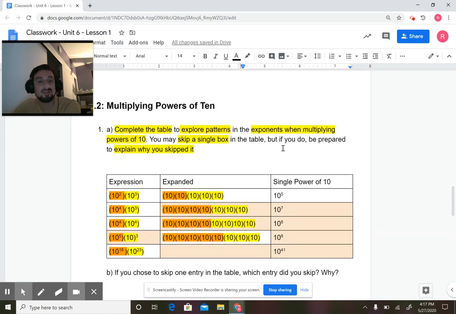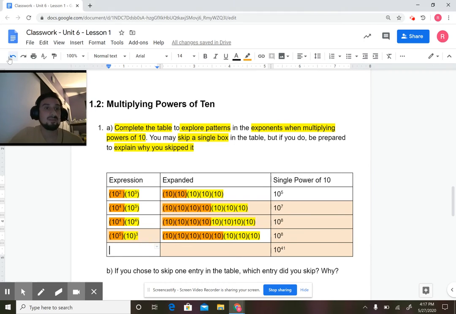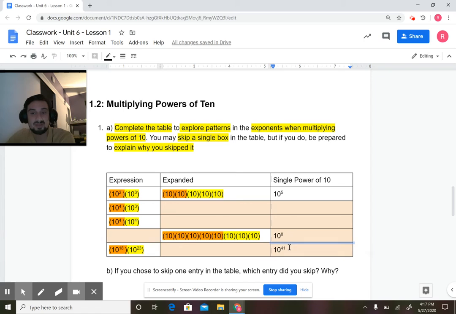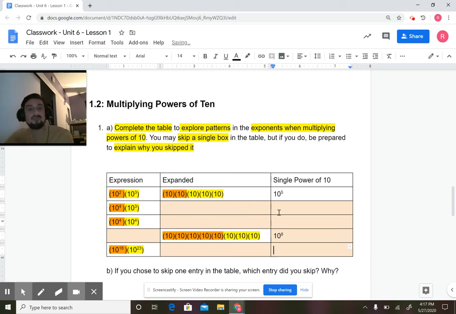multiplying powers of 10. So you should fill this out and try to figure out what the pattern is, right? What's the pattern? For you guys, this should be empty, and you're filling out the chart. And then you're going to complete the table to explore patterns in the exponents with multiplying powers of 10. You may skip a single box in the table, but if you do, be prepared to explain why you skipped it.